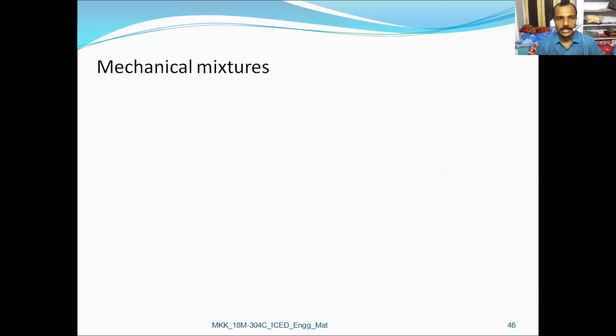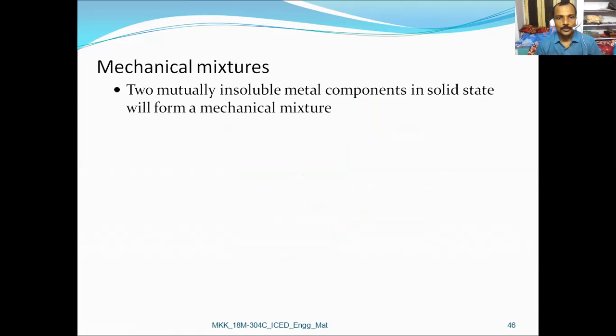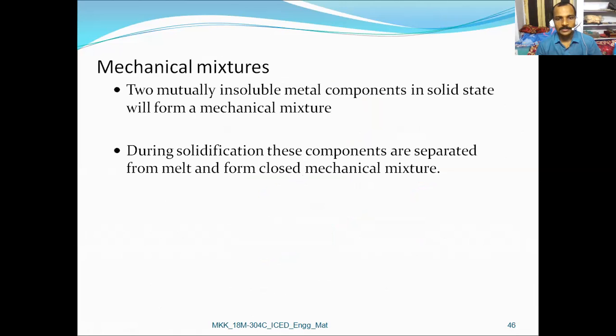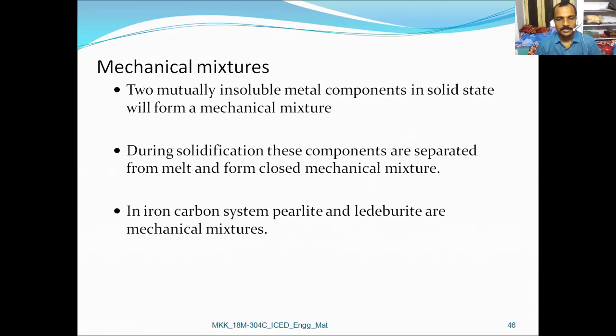Next topic is mechanical mixtures. Two mutually insoluble metal components in solid state will form a mechanical mixture. The metal components which are insoluble in solid state will form a mechanical mixture. During solidification, these components are separated from the melt and form a closed mechanical mixture. In the iron and carbon system, pearlite and ledeburite are the examples of mechanical mixtures.